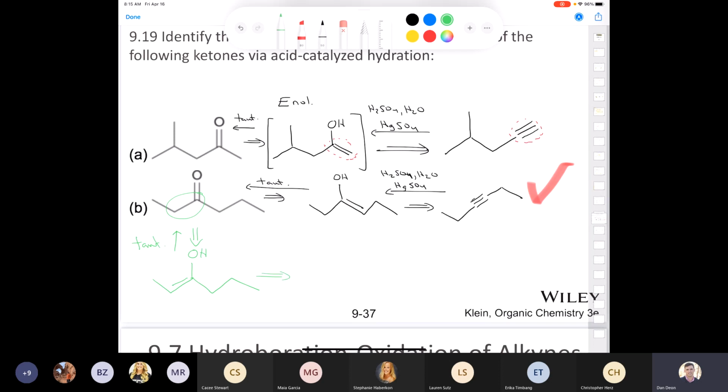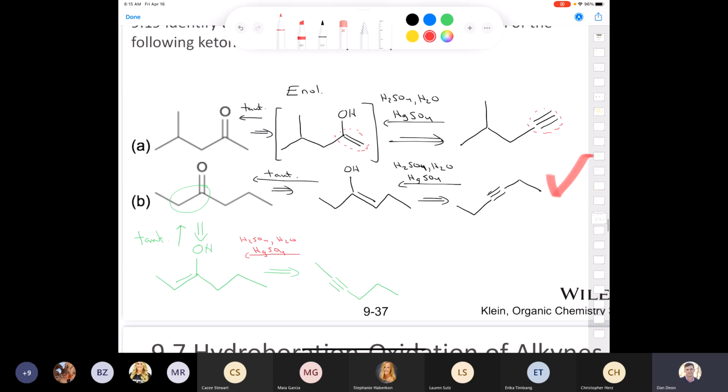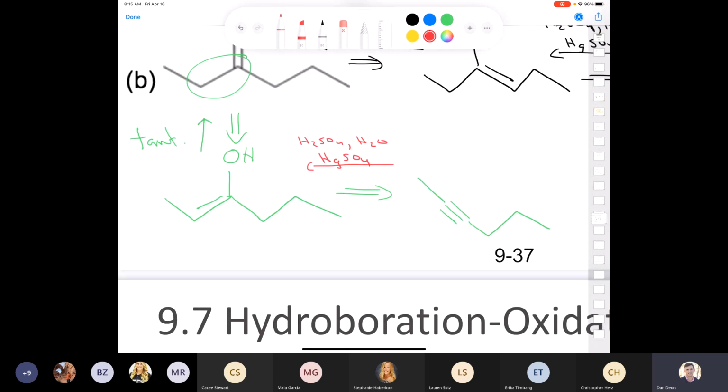If we go back another step and draw out the alkyne that we would start with, we have 1, 2, 3, 4, 5, 6. And think about it. If you were to treat this alkyne with sulfuric acid, water, and mercuric sulfate, you're not going to get just that enol, will you? Because you see that the R1 group and the R2 group are different. So you'd actually end up with a mixture in this case.